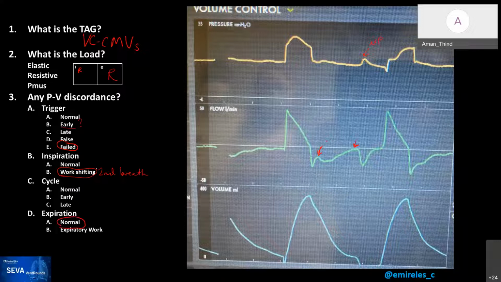And the cycle, you said it was normal or early? Maybe early in the first one. I'm not sure, but.